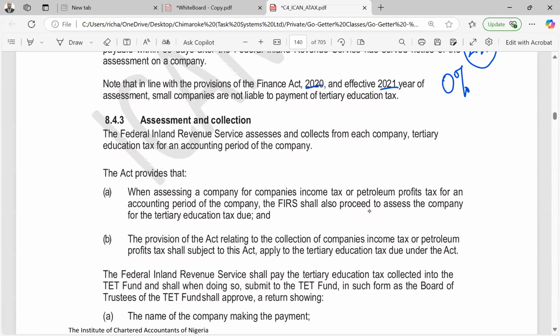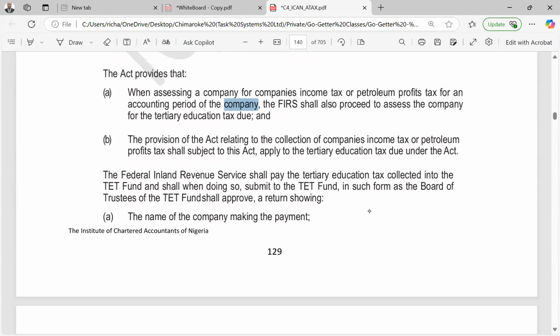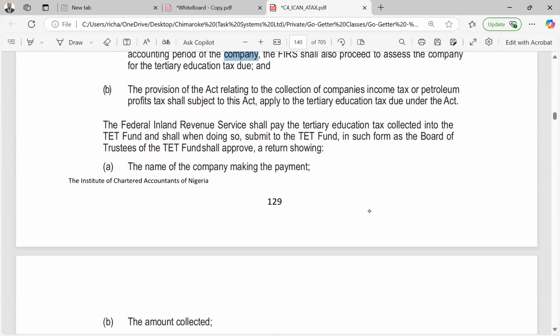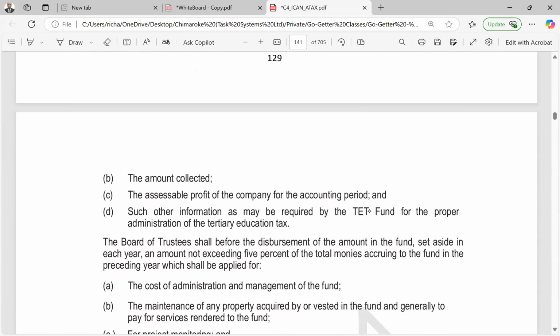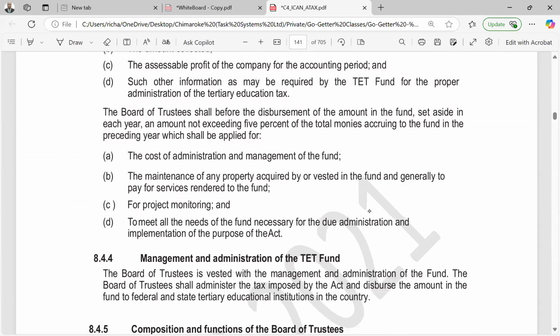Now, when assessing a company for company's income tax or petroleum profit tax, the FIRS shall also proceed to assess the company on education tax. We said that, and that is true for all cases of company, both oil companies and non-oil companies. We will not be dwelling much on this provision because there is a separate topic for tertiary education tax.